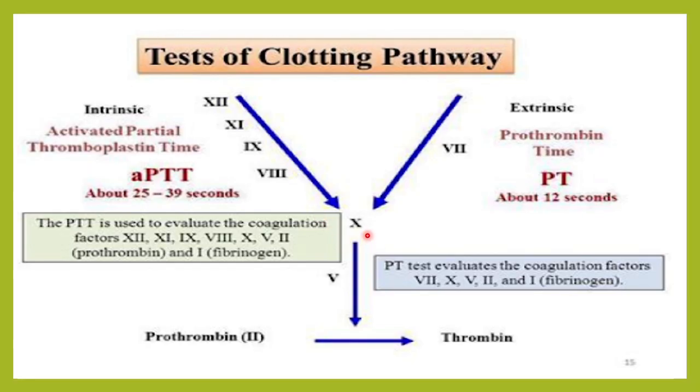When we discuss the clotting pathway, you have the intrinsic pathway as well as the extrinsic pathway. The extrinsic pathway is stimulated whenever there is an external injury, and the main factor here is factor 7. The PT measures this extrinsic pathway. From factor 10 onwards, you have the common pathway, which helps in the conversion of prothrombin to thrombin. This extrinsic pathway and the common pathway are measured by PT, which is around 11 to 14 seconds.